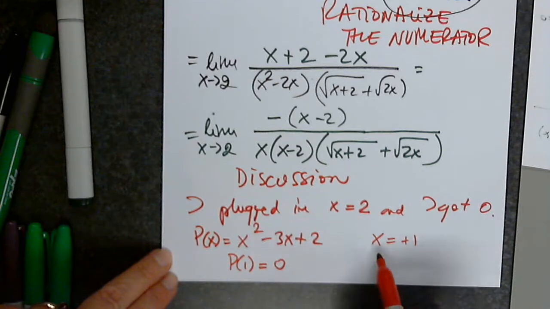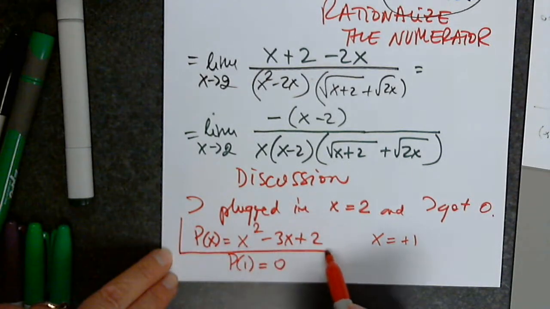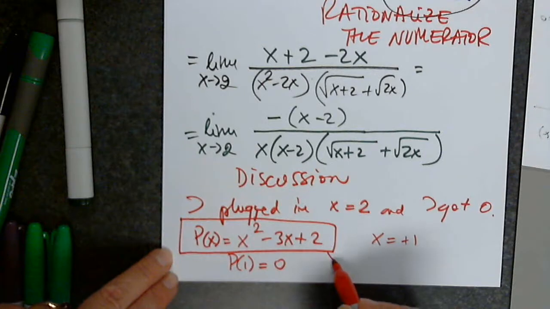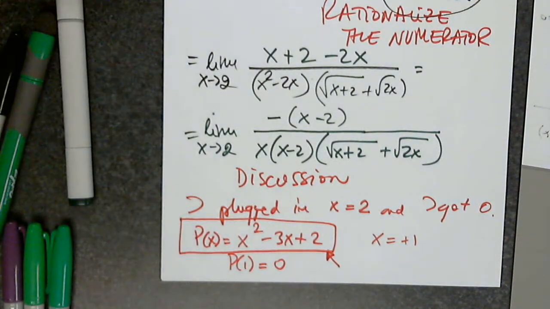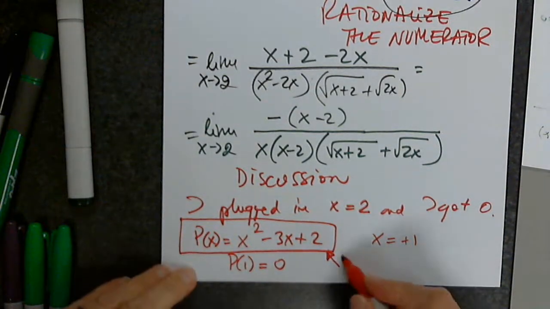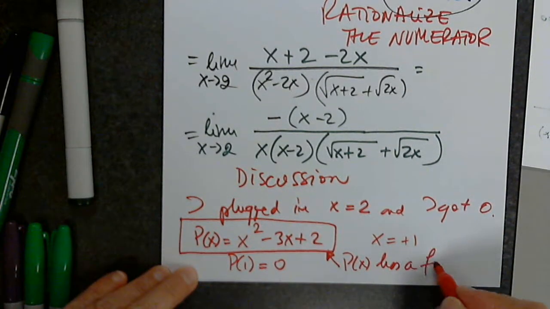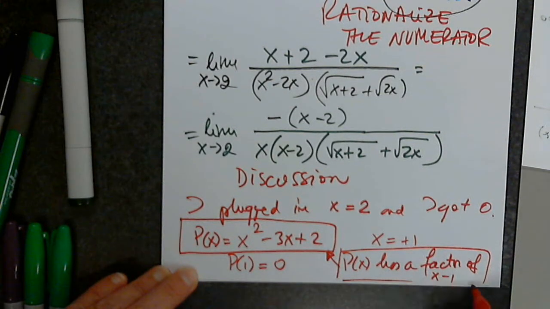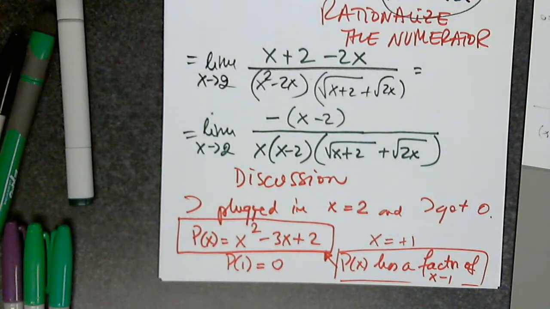Perfect. What does that mean? What is the implication? What do I know now for sure about this polynomial? No question, no doubt. Exactly. That this polynomial has a factor of x minus 1. P of x has a factor of x minus 1. This is the meaning. Extremely important. This is the factor theorem, the remainder theorem.